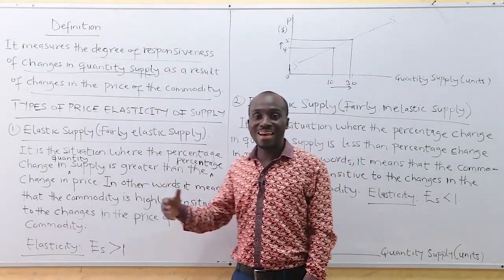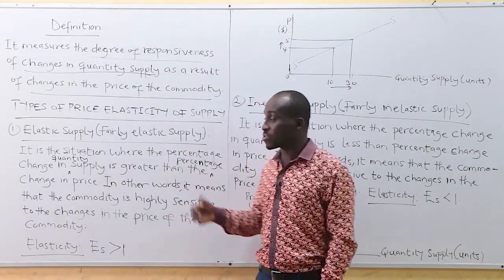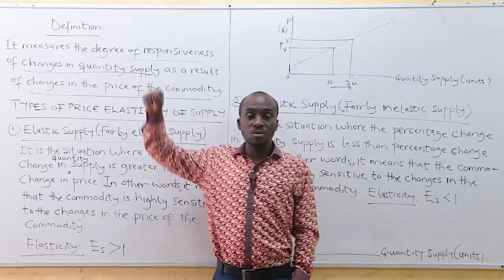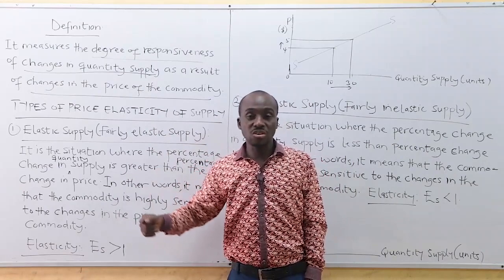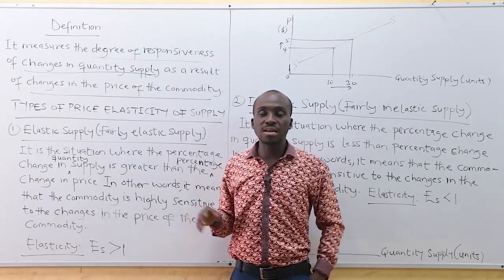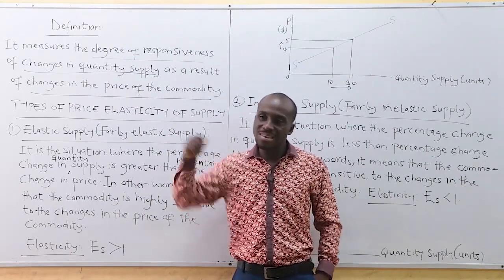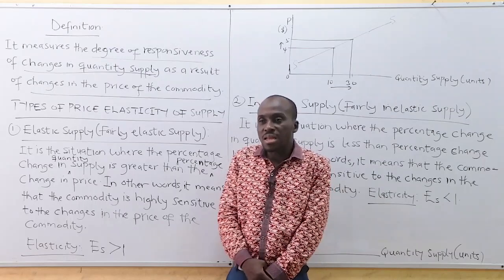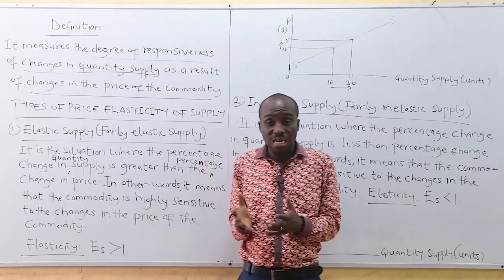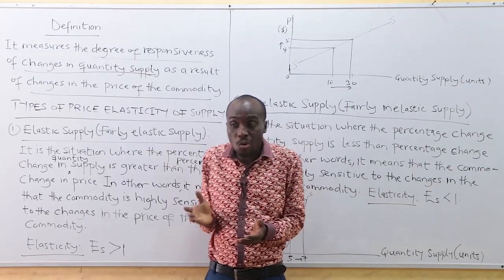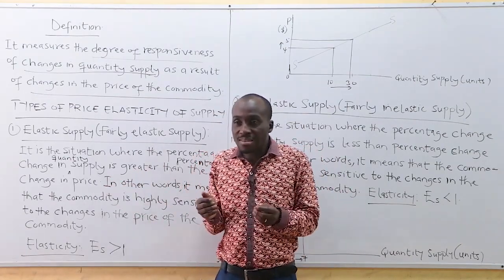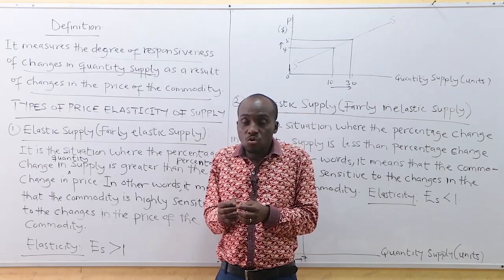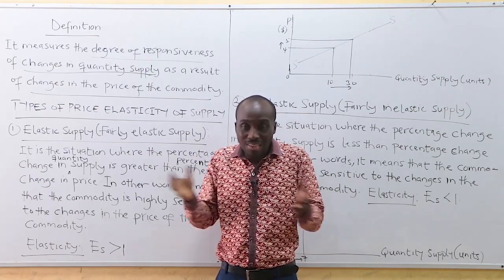So when is it fairly elastic supply? It means that the percentage change in quantity supplied is higher than the percentage change in price, which simply means that the supply is very sensitive to change in price. What does it mean? It means that when you're supplying the product and the price increases by a small margin, you increase your supply by a large margin. If price falls by a small margin, you will decrease your supply by a large margin, right?